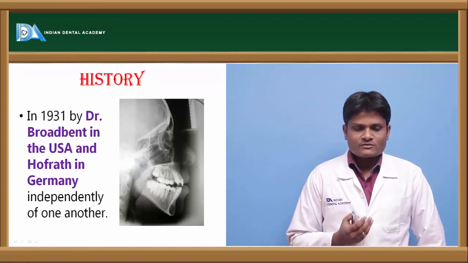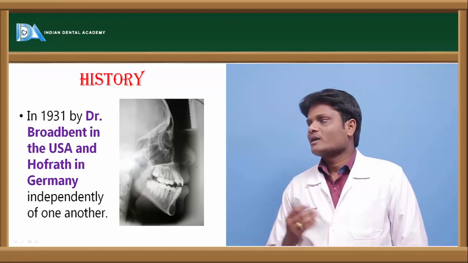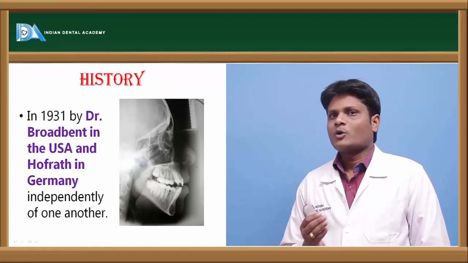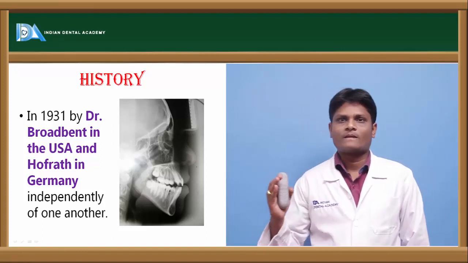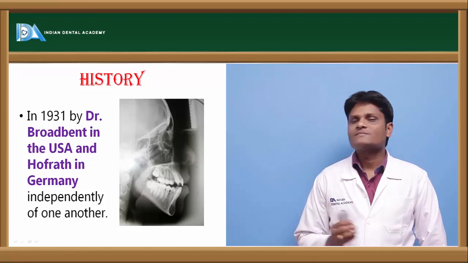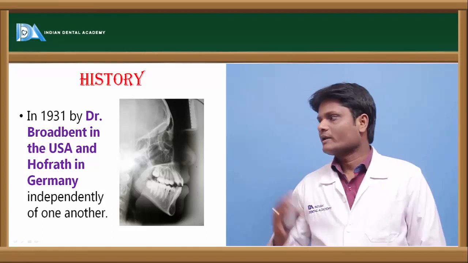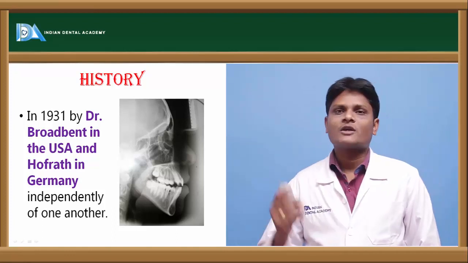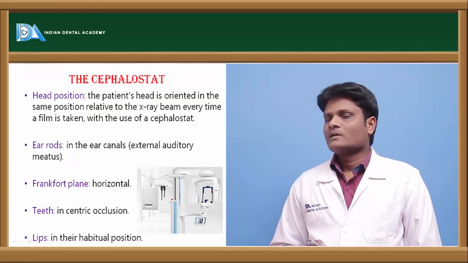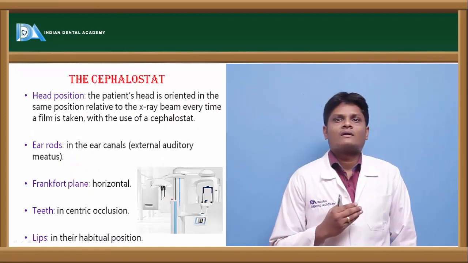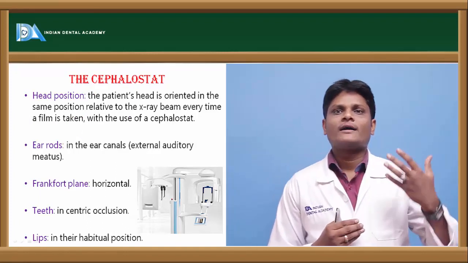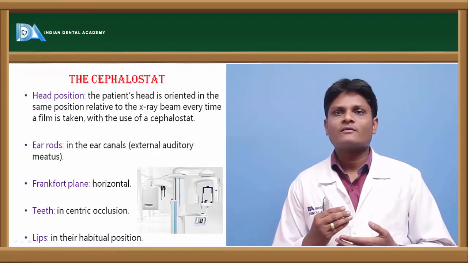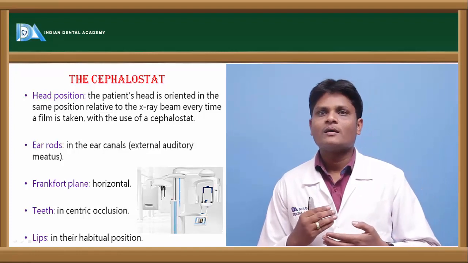Cephalometrics was first introduced by Hofrath and Broadbent in the year 1931 individually. So the technique was developed by these persons individually, one in Germany and another one in USA. A cephalogram, as you know, is nothing but a radiograph taken on the head. It represents various craniofacial bones that are present.